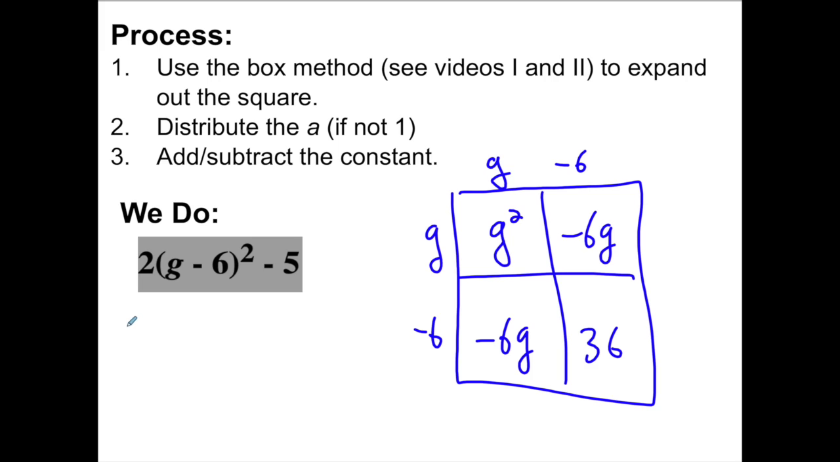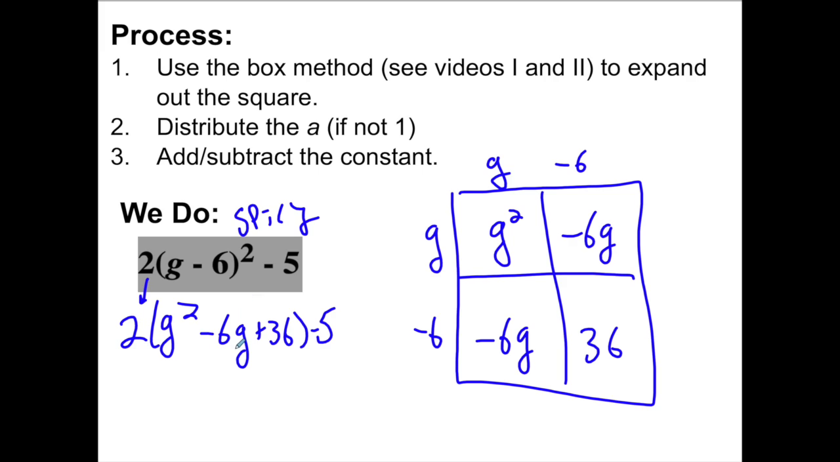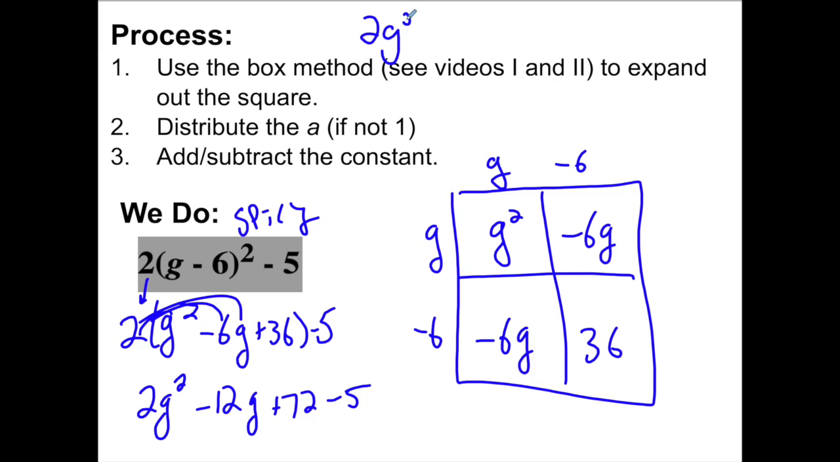Now, how do I write this? First, I write the 2. That's got to come down because it's not just a 1 anymore. And then inside, write g squared minus 6g minus 6g plus 36. So this is an example. This would be definitely a spicy one. Okay, now I distribute. Boom, boom, boom. 2g squared minus 12g plus 72. Right, you got to get everything times 2 minus 5. And so you got right up here 2g squared minus 12g plus 67.